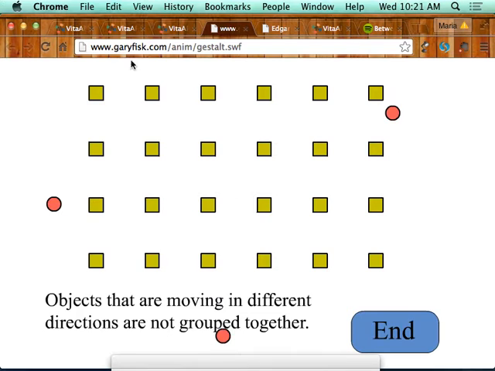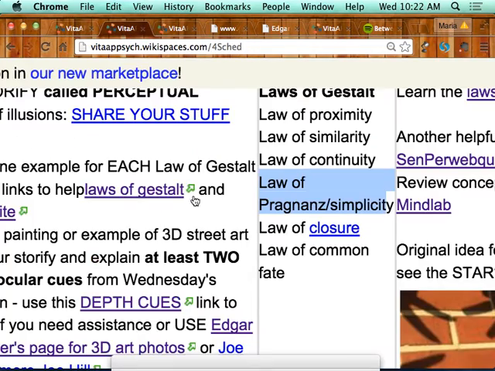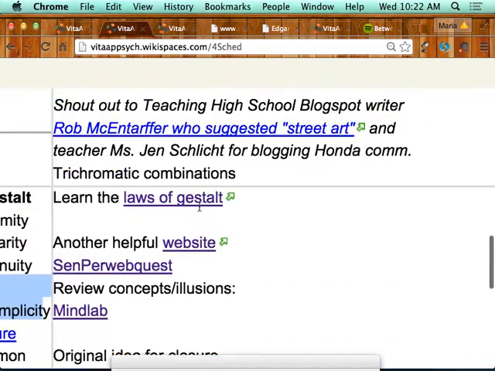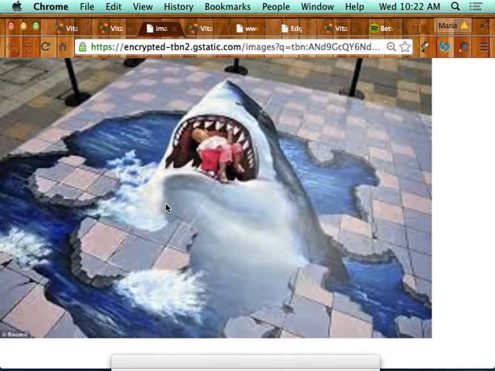I have to thank Gary Fisk for this animation because it really helps to go over the laws of Gestalt. You want to make sure you include each law in your Storify or Perceptual Museum, and then you also want to take one of the 3D examples and apply 2 monocular cues that we talked about. So for example, this squirrel is overlapping the shark, which makes it look like she's being eaten by the shark. That would just be one example that you would include in the Storify.